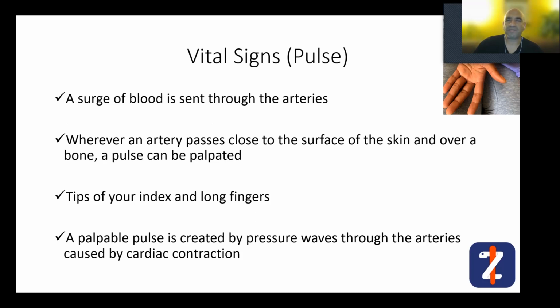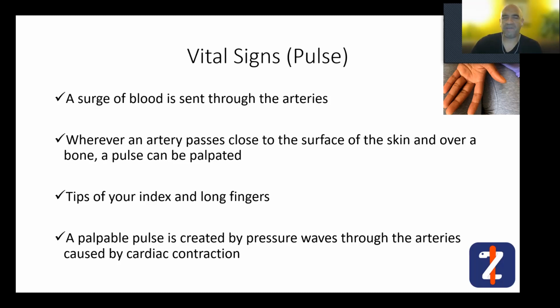Then we're going to check the continuation with this, which is basically the pulse. All right, the pulse. The pulse is an amazing part of the human body because it's all about the tubes in the body. We have tubes. All of us have tubes, and the tubes are known as vessels, blood vessels. So basically, what a pulse does is surges the blood. A surge of blood is sent through the arteries, causing that boom, boom, boom, boom. So whenever the artery passes close to the surface of the skin or over the bone, a pulse can be palpated. So you're going to have to check, all right?